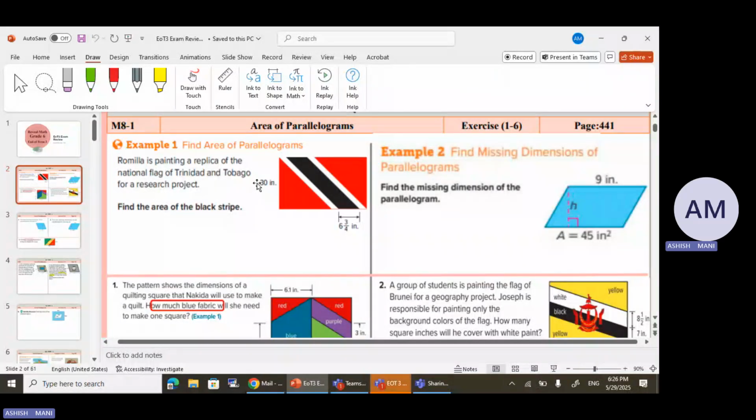The first question is about finding the area of a parallelogram. Now, how do we find the area of the parallelogram? In this question, Romila is painting a replica of the national flag for his project. Find the area of the black strip. Here we have to see the area of the black strip.